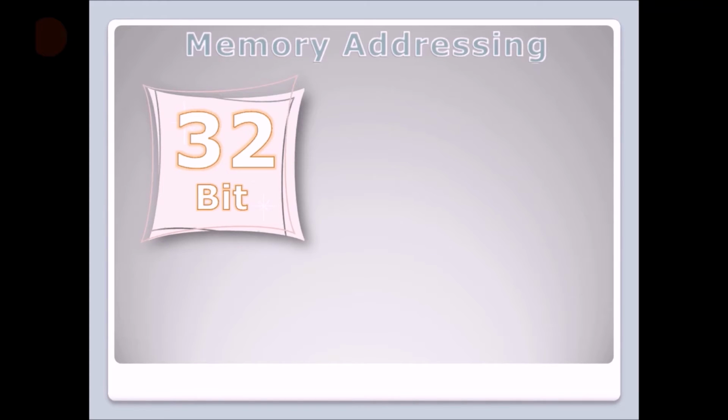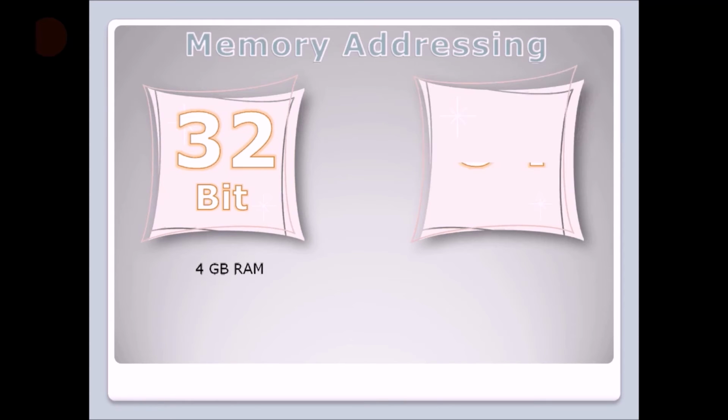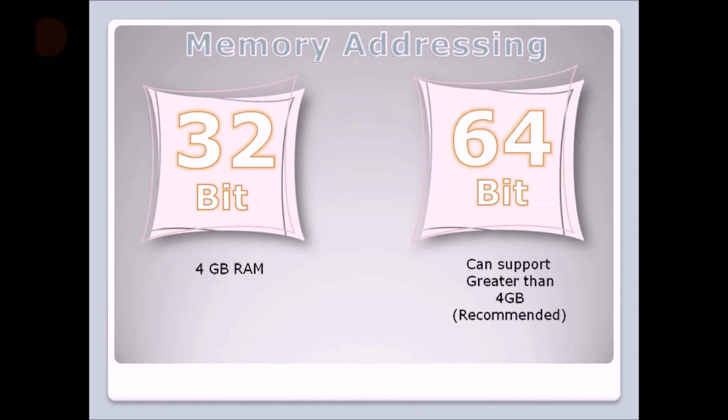The other factor is the memory addressing of a 32-bit and a 64-bit processor. For a 32-bit processor, we restrict our memory addressing up to 4 gigabytes of random access memory. Whereas a 64-bit processor can support greater than 4 gigabytes of RAM. That's the added advantage of a 64-bit processor.